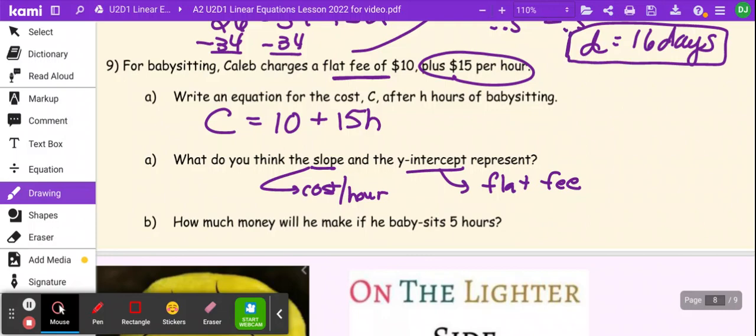That's just interpreting that. And then how much money will he make if he babysits for 5 hours? So just going to use the equation. The cost is $10 plus 15 times 5. That should give us $85.